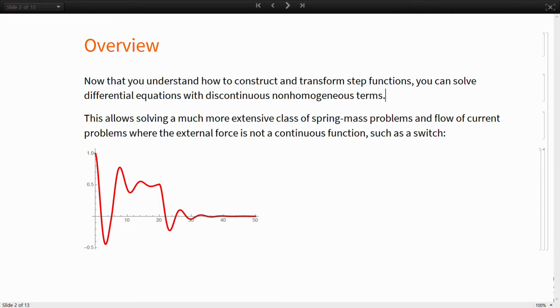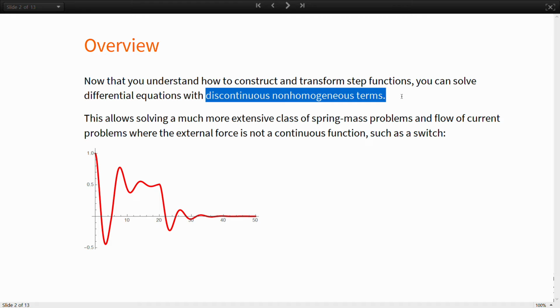We discussed how to construct and transform discontinuous step functions in the previous lesson. Using what we have learned from that lesson, we can solve differential equations with discontinuous non-homogeneous terms. Such equations appear in many physical systems. For example, a spring mass system can have a discontinuous non-homogeneous term due to an external force, or in electric circuits where the flow of current may not be continuous due to a switch.